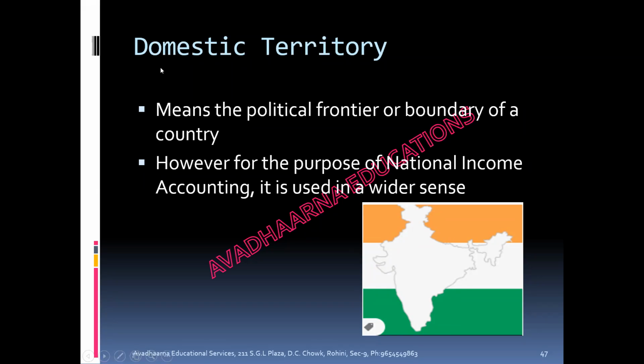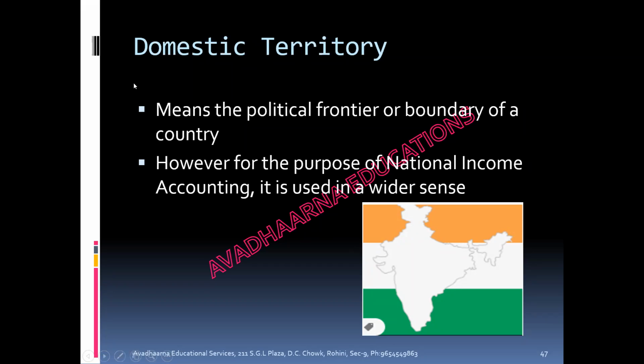Now the next important term which we are going to learn today is domestic territory. Beta, domestic territory and one more term coming ahead, normal resident. We will understand these two terms very well because we are left with one more concept which is very useful in the calculation of national income accounting, that is net factor income from abroad, NFIA. What is it, how do we calculate it, what is its significance, for that we need to have a good understanding of the domestic territory and normal resident.